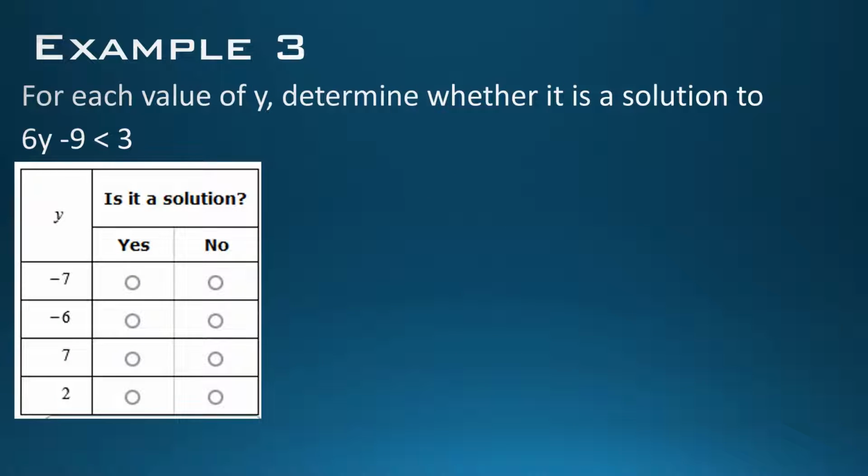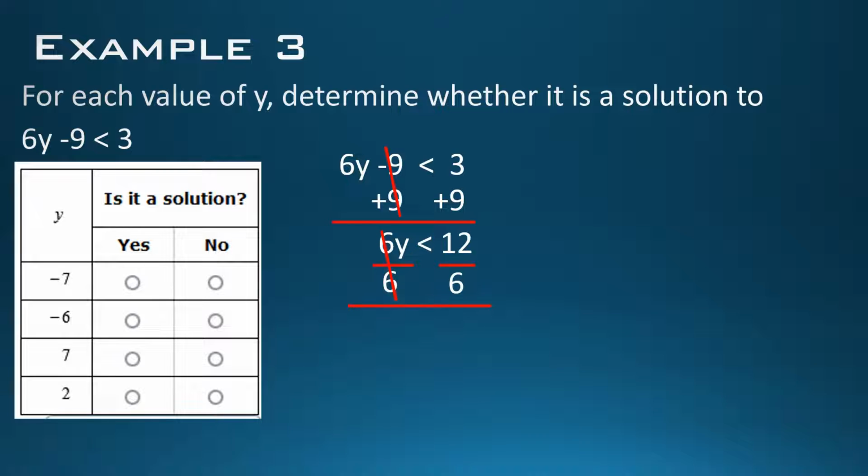Alright, so now it's time to look at example 3. For each value of y, determine whether it's a solution to 6y minus 9 is less than 3. So, for this one, we probably want to solve this all the way out first. So let's take a look at it. First, we're going to have to add 9 to both sides, which gives us 6y is less than 12. Then we're going to have to divide by 6 to get y all by itself. And that gives us y is less than 2.